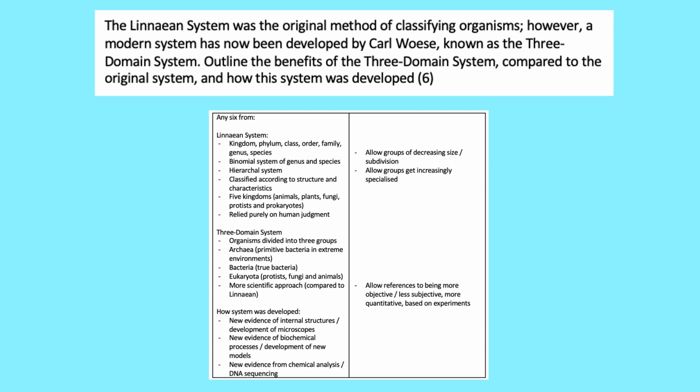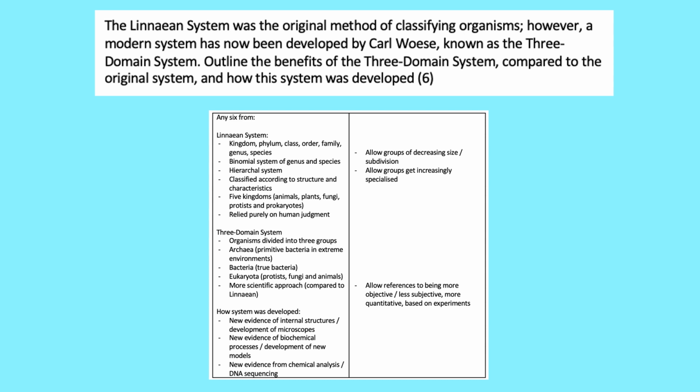So why was this new system developed, the new three-domain system? Well, they had new evidence of internal structures because they had looked at things through microscopes. When the Linnaean system was developed, microscopes didn't exist, so they couldn't look at cells, for example, to help them classify things. We had new evidence and knowledge of biochemical processes and development of new models, so far more was understood about the processes that happen in cells and organisms, and they can be classified in that way too.